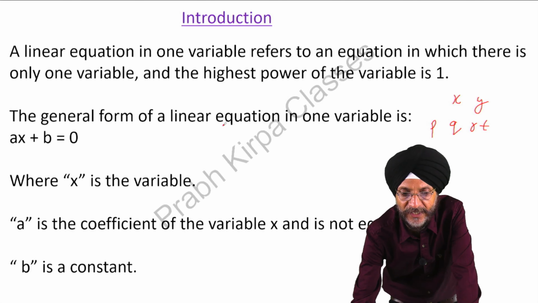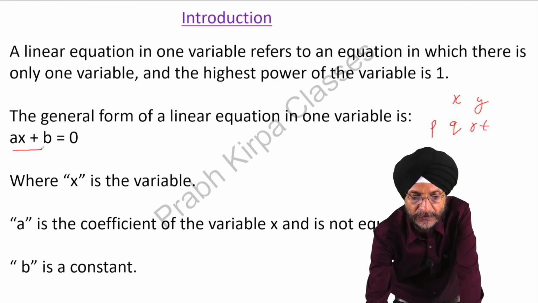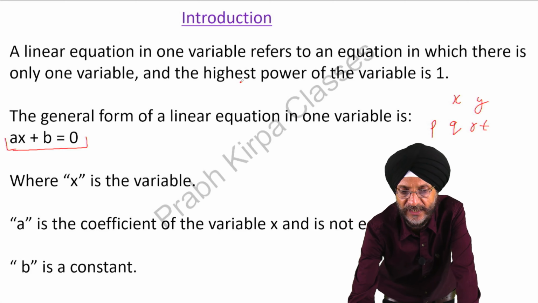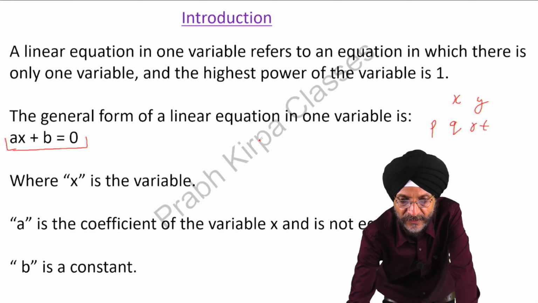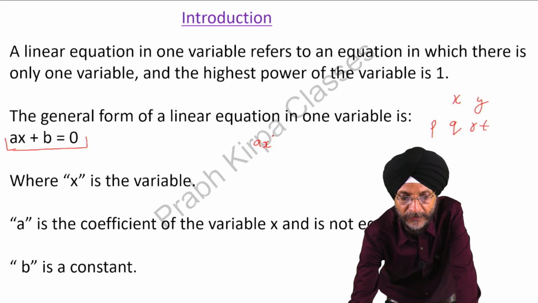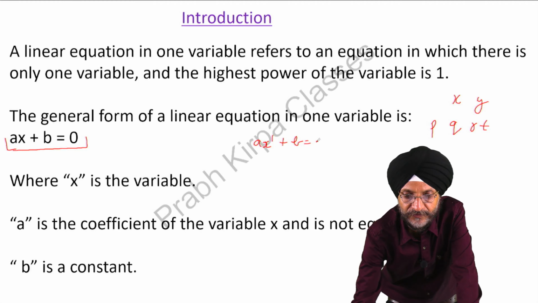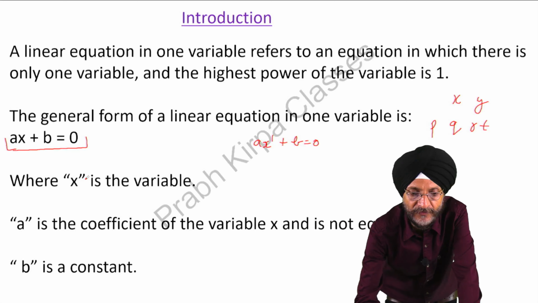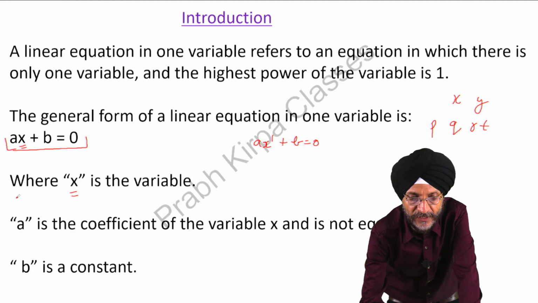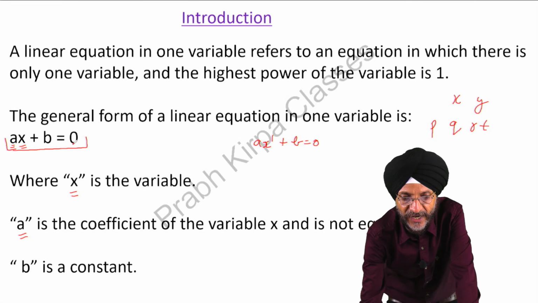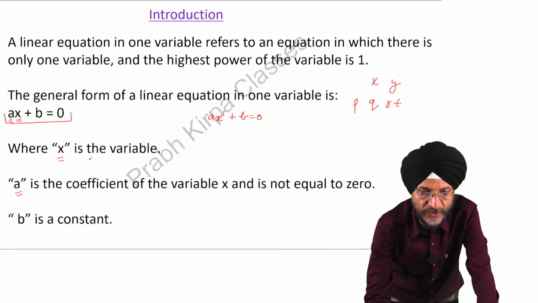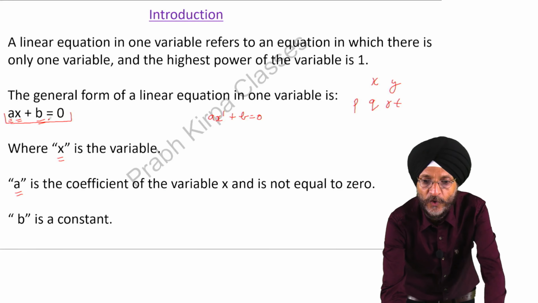The general form of a linear equation in one variable is ax plus b is equal to 0. This is the general form of the linear equation. Now here it is written that the highest power of the variable is 1. It means that the power of this variable is 1 and it cannot be more than 1. In this equation, x is the variable and a is the coefficient of variable x, and it is not equal to 0. That is, this coefficient is not equal to 0. Here b is a constant.